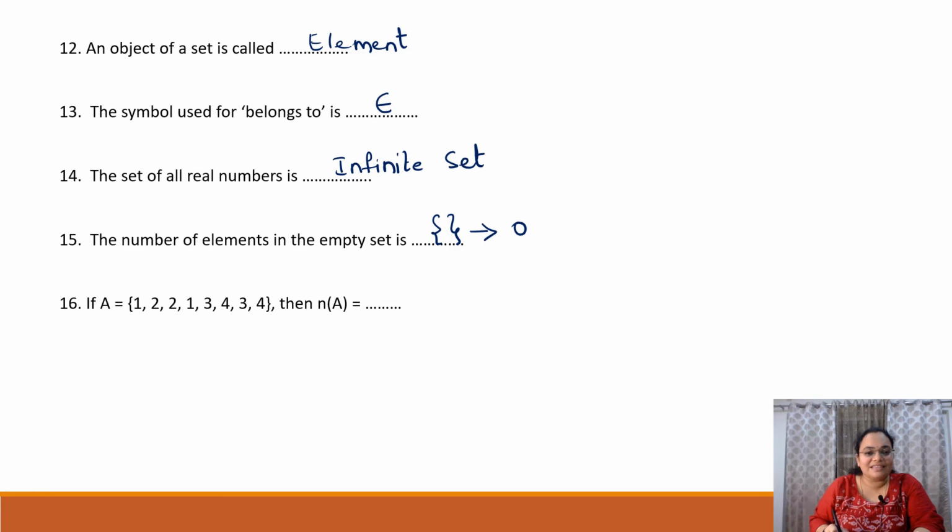If A is equal to {1, 2, 2, 1, 3, 4, 3, 4}. In the roster form, the elements should not repeat. Let's write it again. That is {1, 2, 3, 4}. Then what will be the n of A? How many elements do we have? 4. So n of A will be 4.